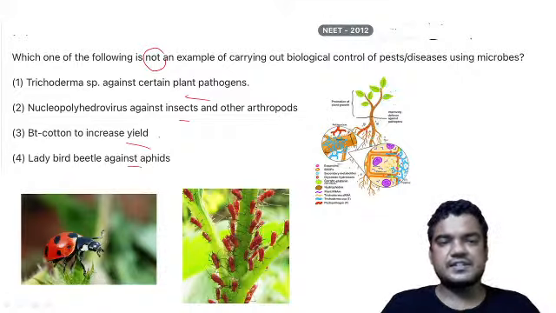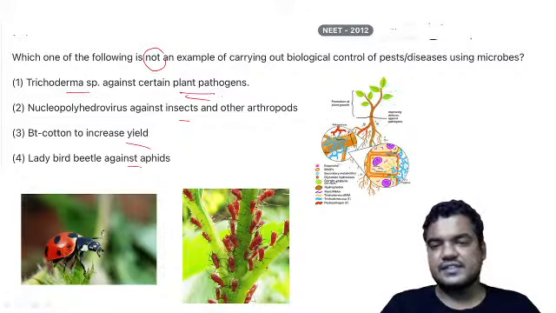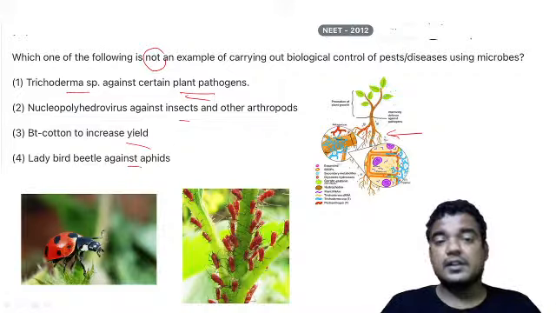The first they have given is Trichoderma species, and it acts against certain plant pathogens. Yes, you can see here. Another species of Trichoderma is helpful for the absorption of more nutrients and minerals, like minerals and water, from the soil.